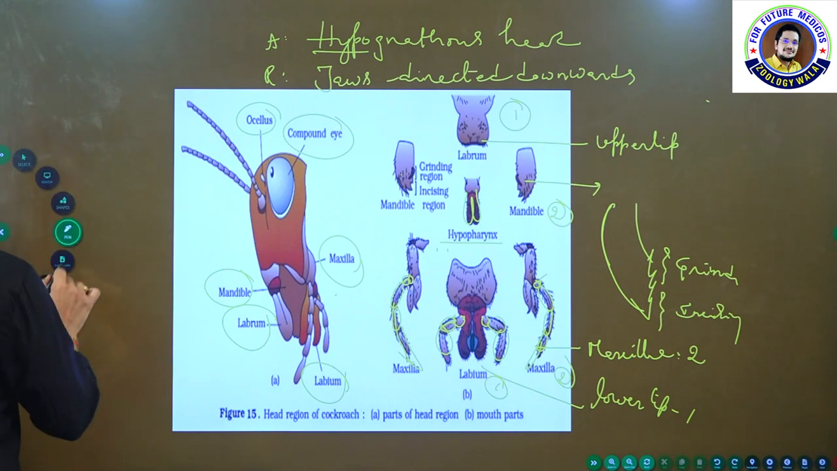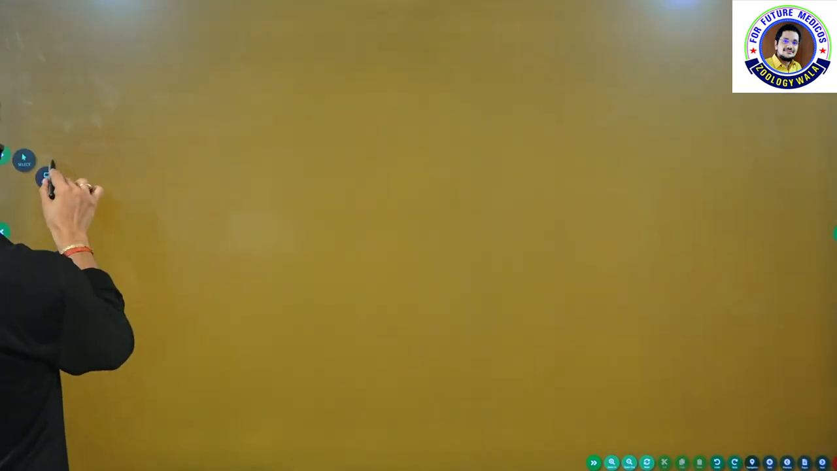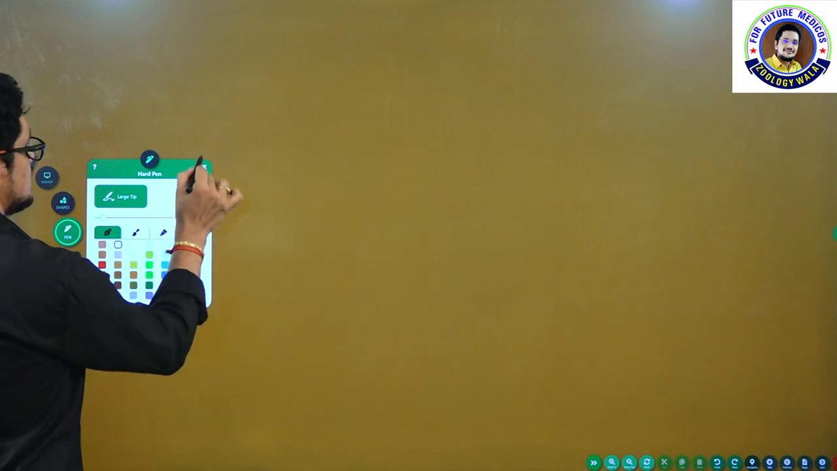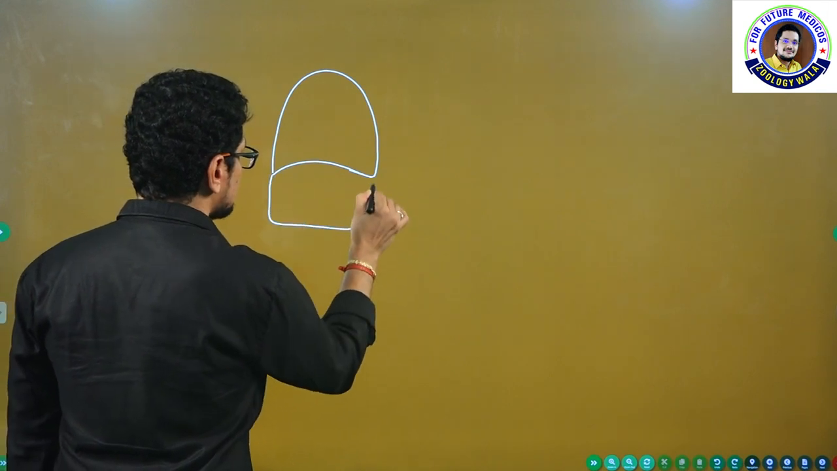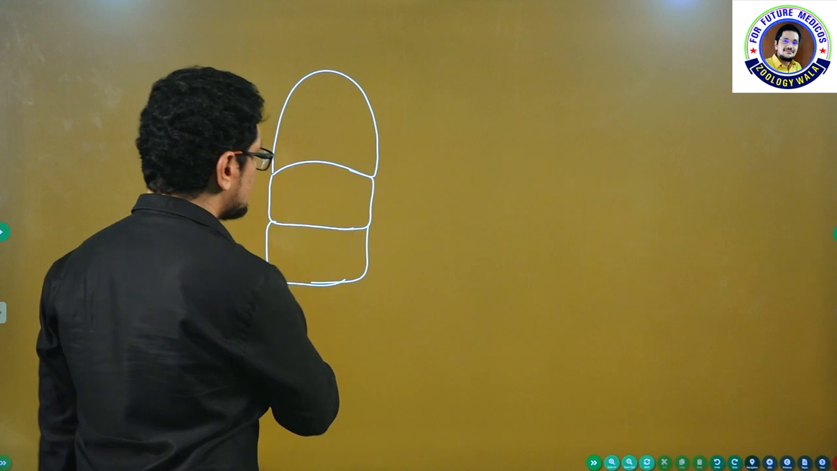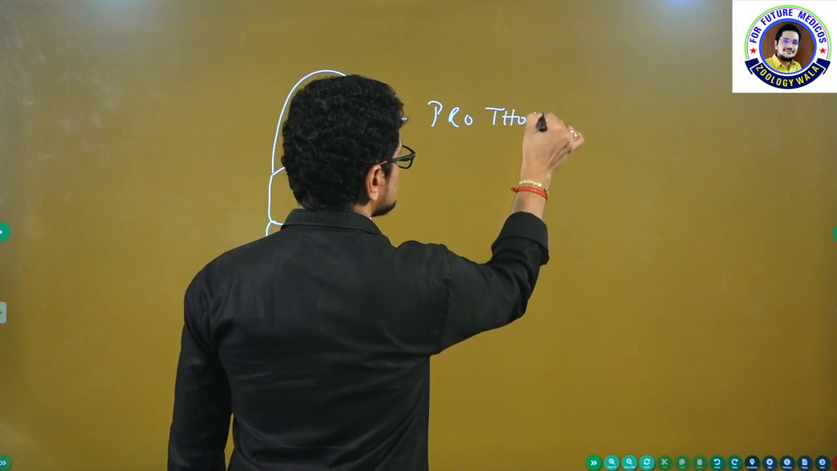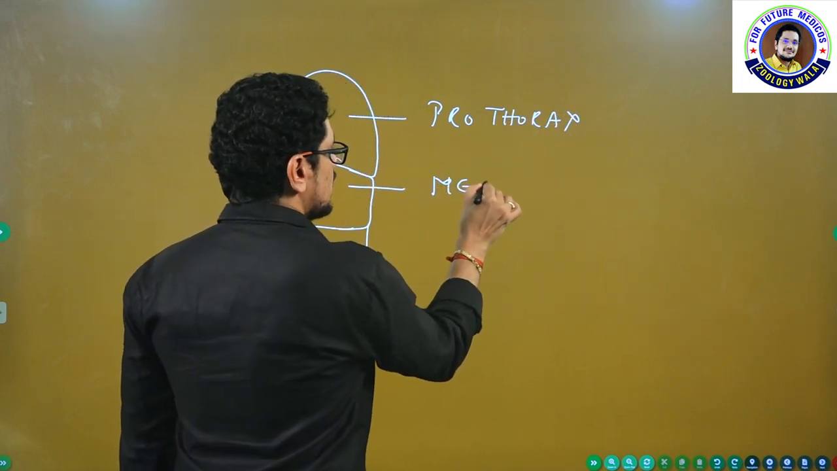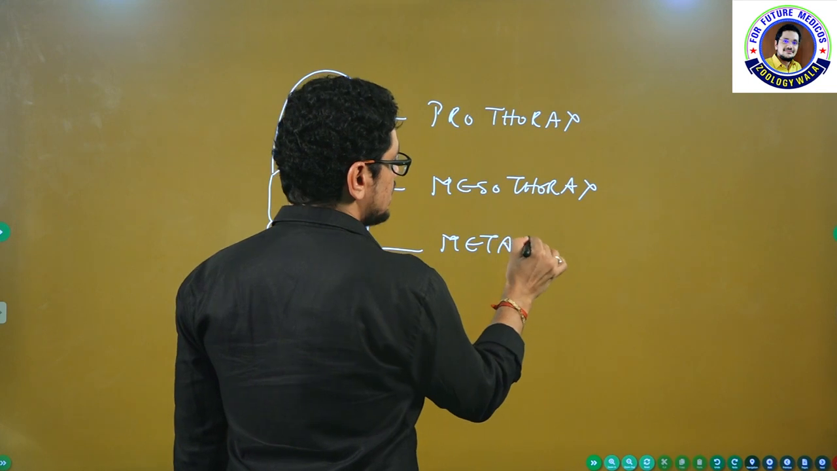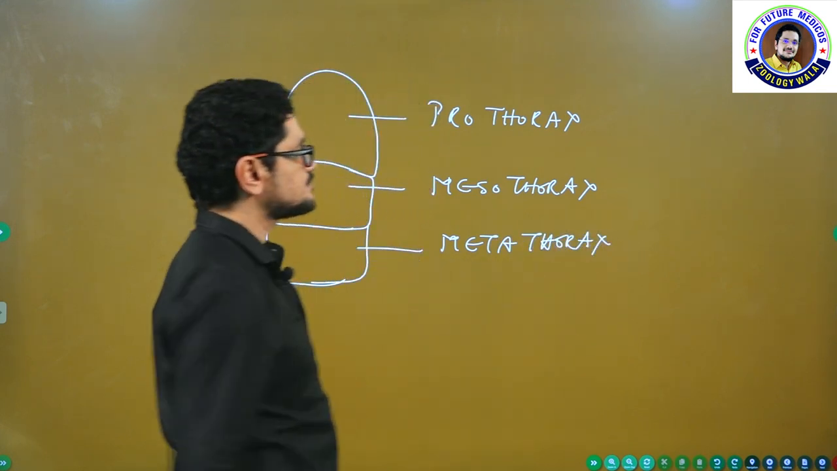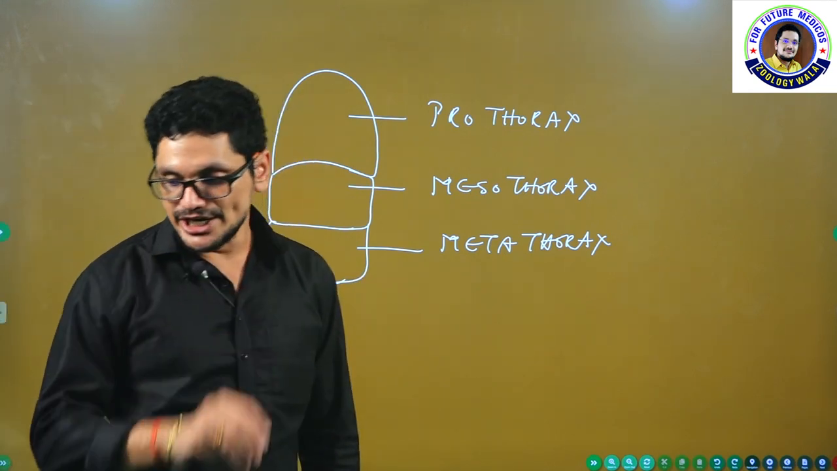And now let me move into the next portion. First of all, let me erase this. Clear. Now, if you observe the thoracic region, what are the parts of the thoracic region? Imagine this is the first part of thorax, this is the second part, and this is the third part. This is called pro, prothorax, this is meso, mesothorax, and this one is meta, metathorax. Prothorax, mesothorax, metathorax, like that. Three thoracic parts are there. Thorax is divided into three segments.